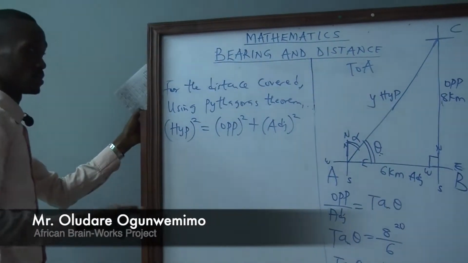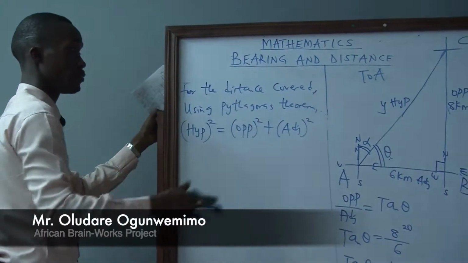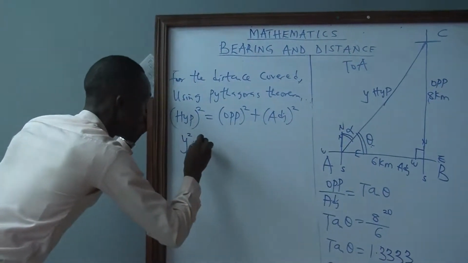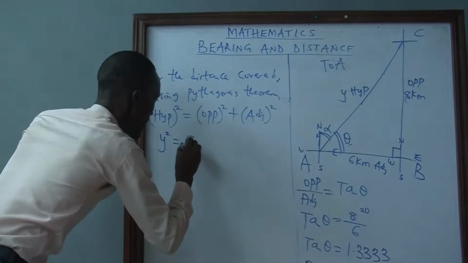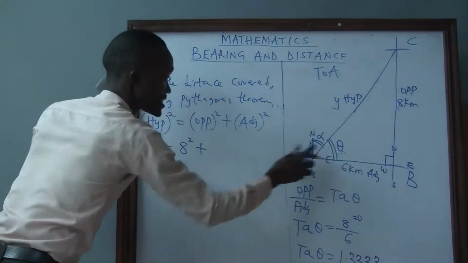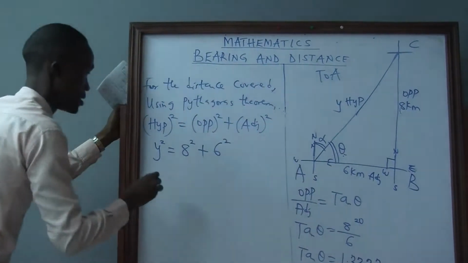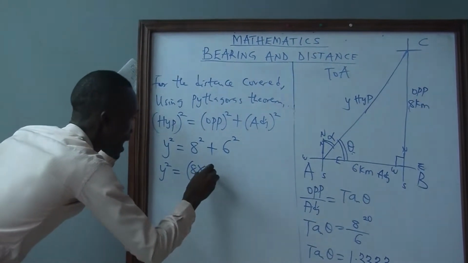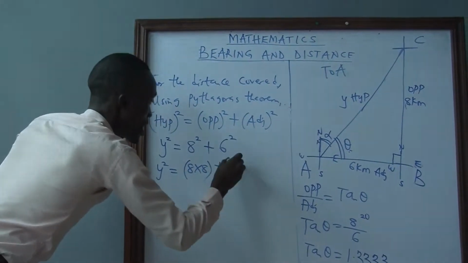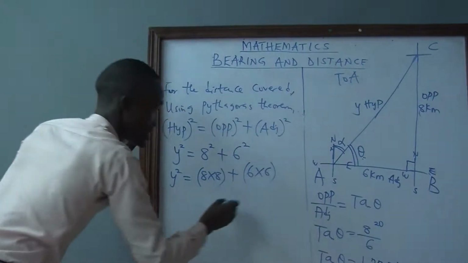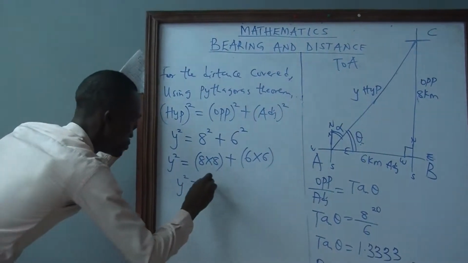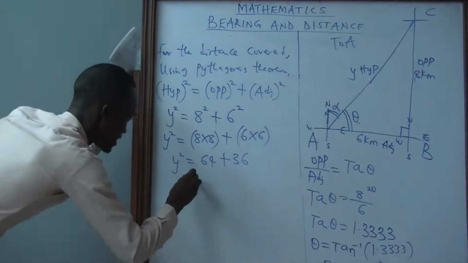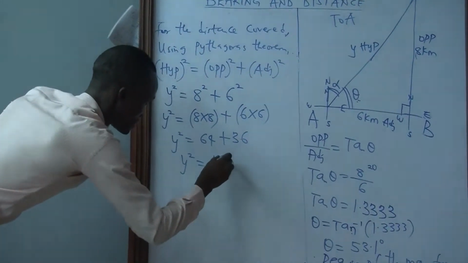So I represent our hypotenuse with maybe y, or any alphabet. We can use X, we can use K, we can use Q, or any alphabet of our choice. So the hypotenuse is y square. The opposite side, that is 8 square. Then the adjacent side, that is 6 square. So we have y square. 8 square is same thing as 8 multiplied by 8. Then 6 square is same thing as 6 multiplied by 6. So we have y square to be 64 plus 36. So y square is 100.